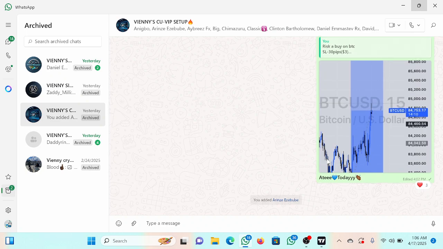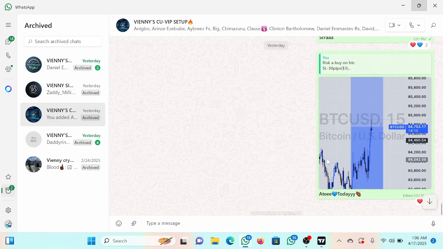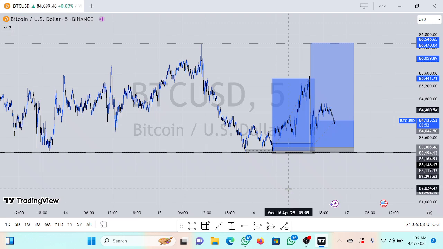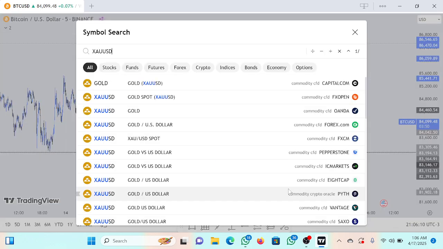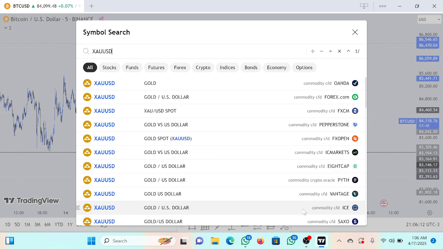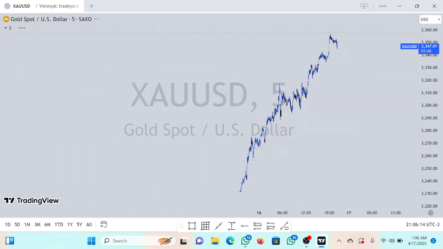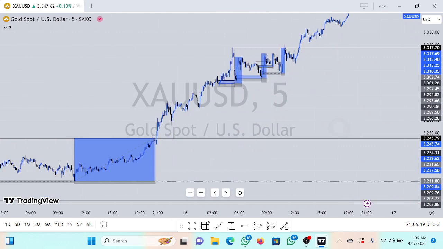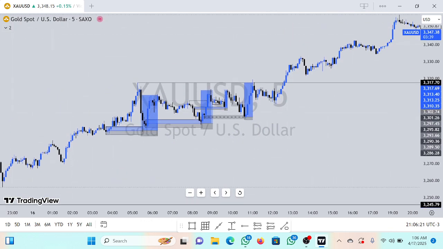This is also BTC. This was where I analyzed my good setup for today. I think XAUUSD. So this was it. This was a pretty buy.